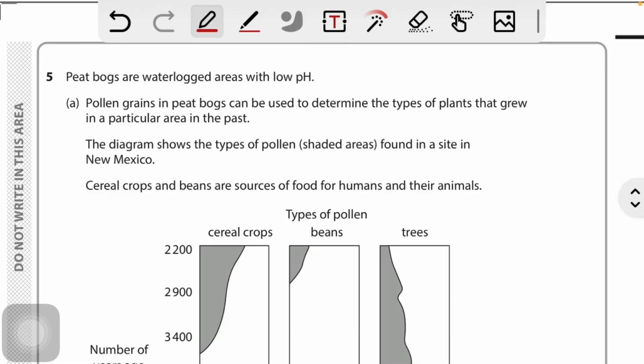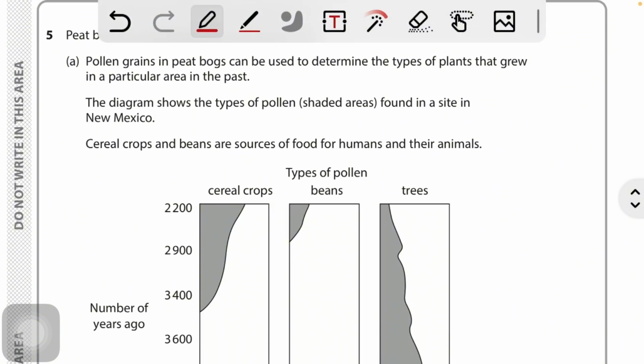This is question number 5 of January 2025 Unit 4. Let's get started. Peat bogs are waterlogged areas with low pH. Pollen grains in peat bogs can be used to determine the types of plants that grew in a particular area in the past.